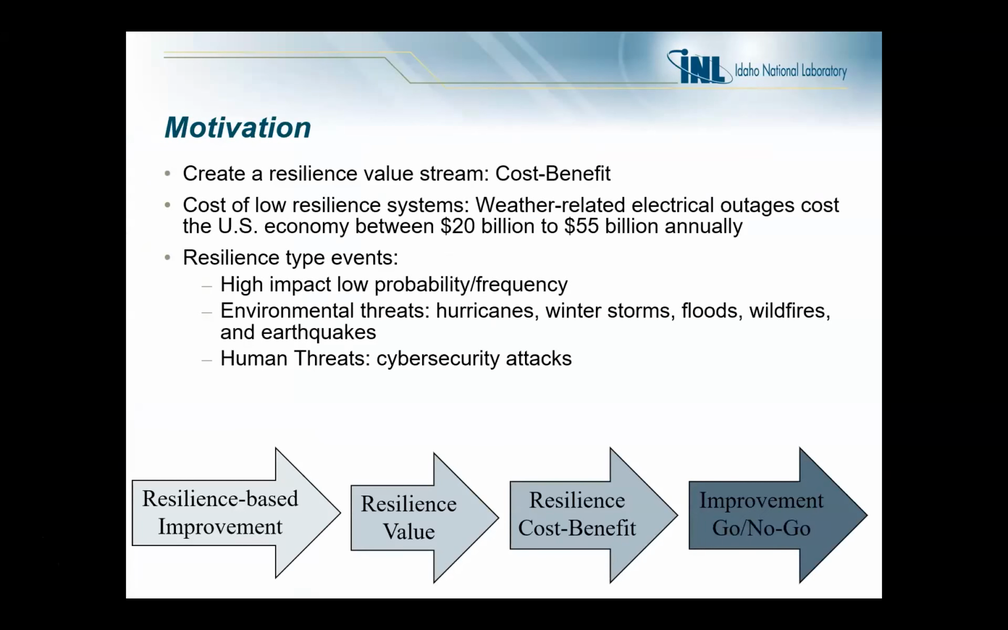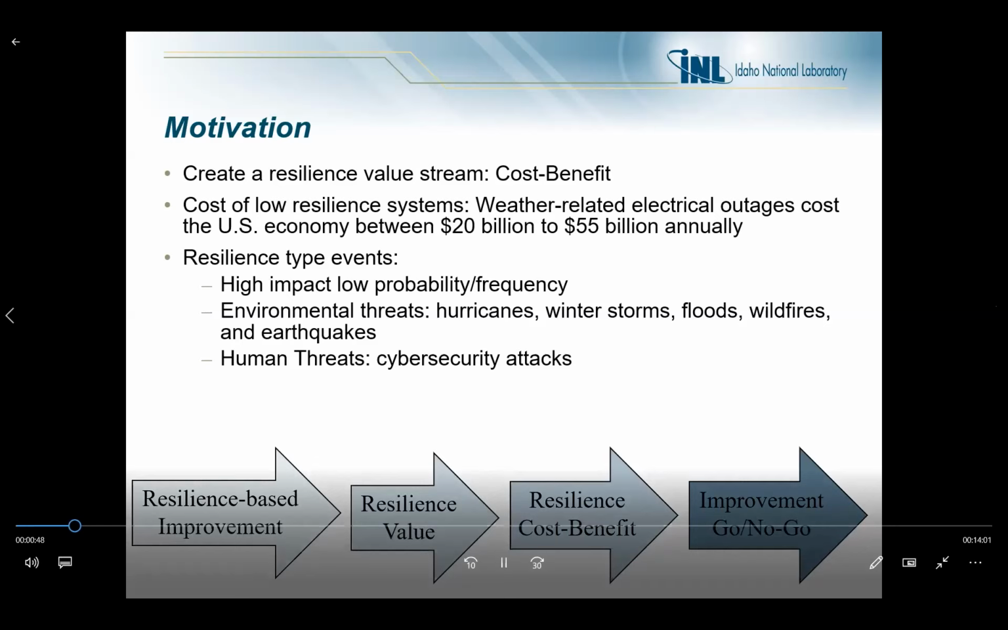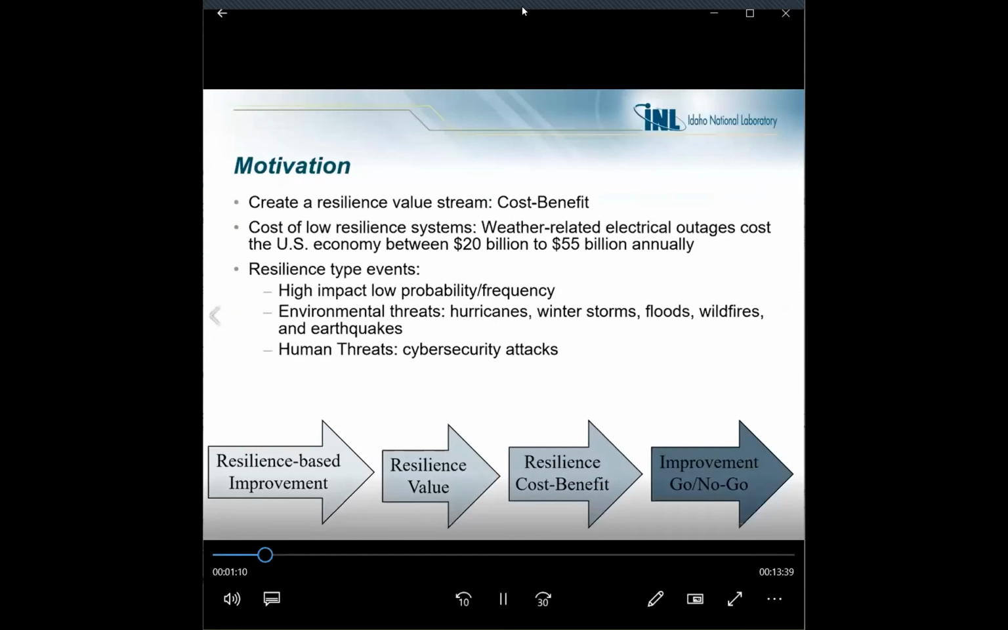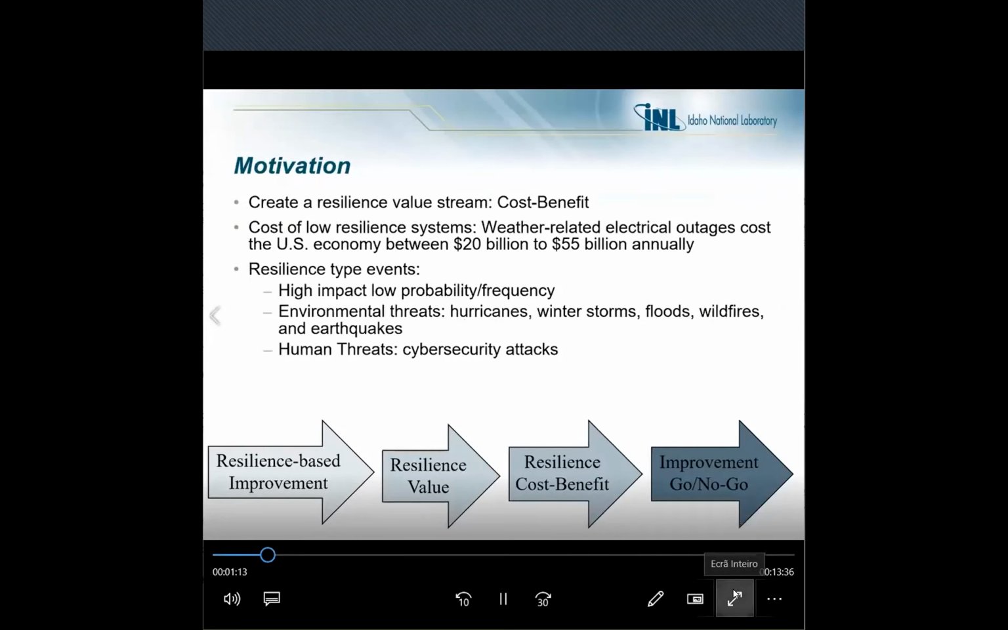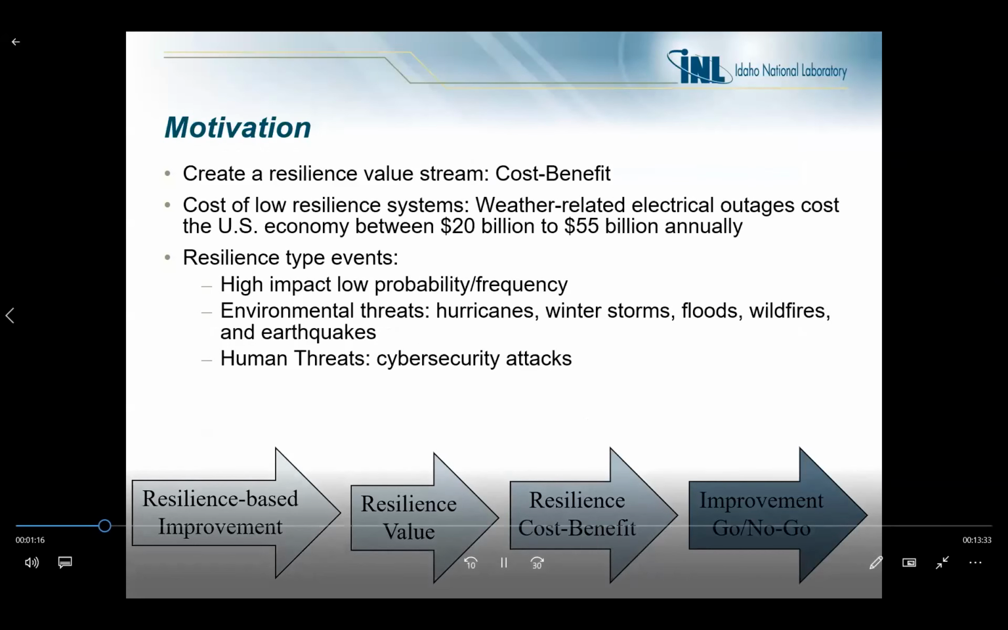The ultimate motivation for this work was to create a cost-benefit analysis for resilience, and that way you can have a resilience value stream for entities or utilities that are trying to evaluate improvements that they're looking to put on their system, and whether there is a resilience value. The cost of having low resilience systems in the United States, due to weather-related electrical outages, has been between $20 and $55 billion annually. So there is a strong need to consider resilience when implementing new improvements to utility systems.